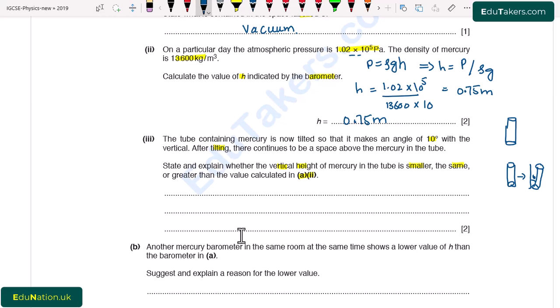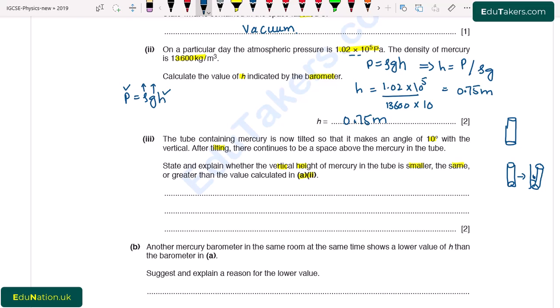We know that the pressure due to the column depends upon the vertical height. I write here P is equal to rho gh. Here rho is density, that is constant 13,600, and g is acceleration due to gravity. Here P depends upon vertical height. So we can see that as the pressure remains same, height also remains same when we tilt the tube through 10 degrees. So we can say that the value of height in this case is also equal to 0.75 meters, because pressure is not changing here.